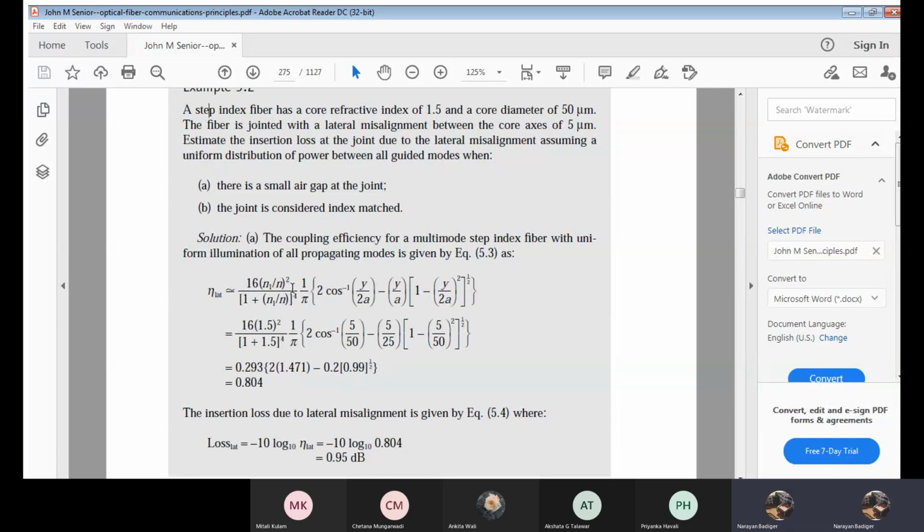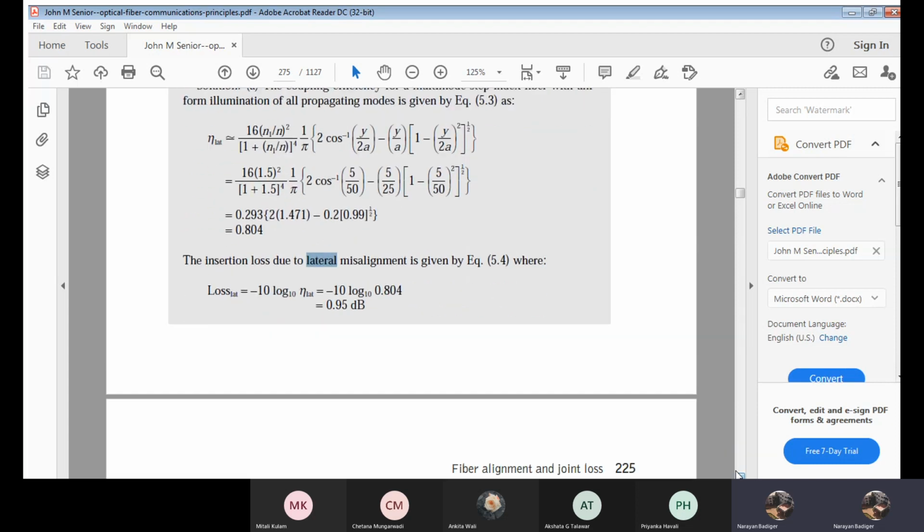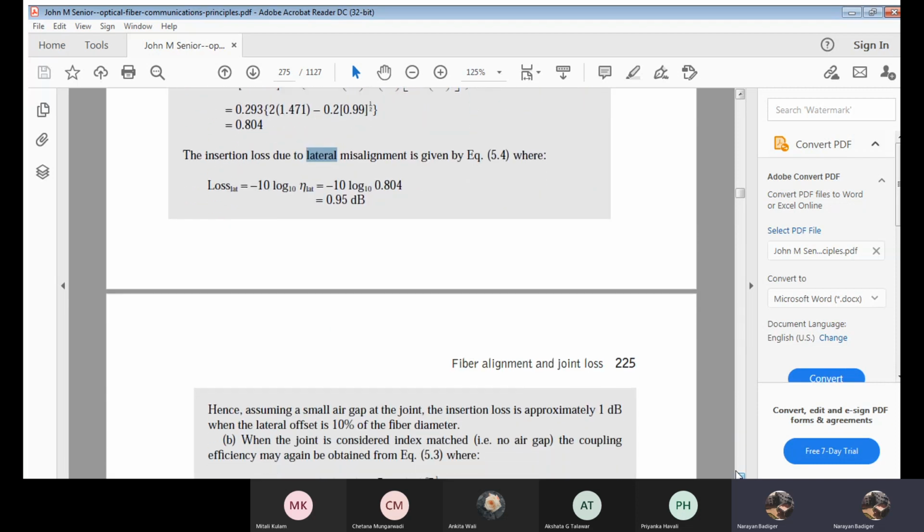Clear? Now, N1 is 1.5, N is 1, it will be 1 for air. And what is this Y? Y is given, which is 5 micrometers. Then A, what is A? As the diameter is 50 micro, A will be 25 micrometers. Okay, now just substitute and simplify. You will be getting 0.8. Now try to calculate this in terms of decibels for the insertion loss, which is due to this lateral misalignment. Now minus 10 into log of that 0.804, you will be having 0.95 decibels.